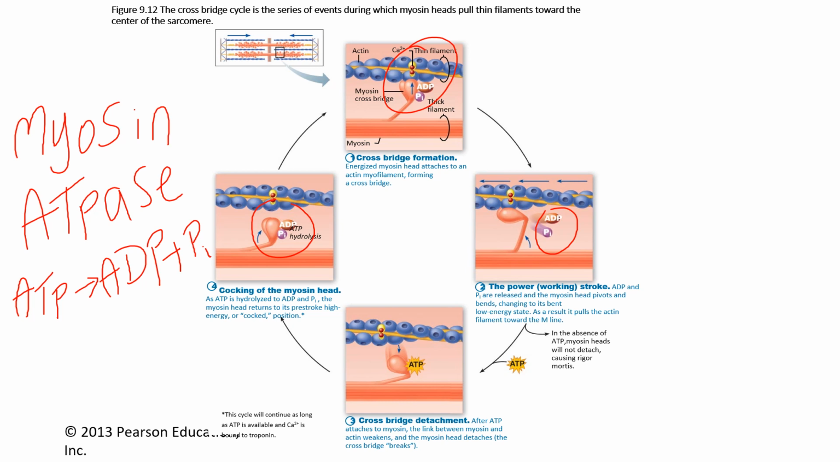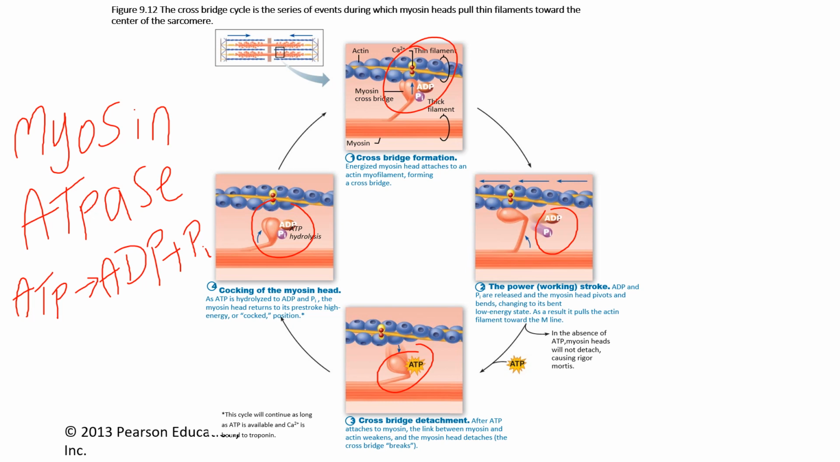You can see that the power stroke goes ahead and starts pulling the actin filaments towards the middle. One more time for your myosin heads to let go. A new ATP is going to come and bind, and the cycle keeps going. That's known as the cross-bridge cycle. Myosin heads grab on to the actin filaments. The myosin heads pivot, pulling the actin filaments towards the M line.